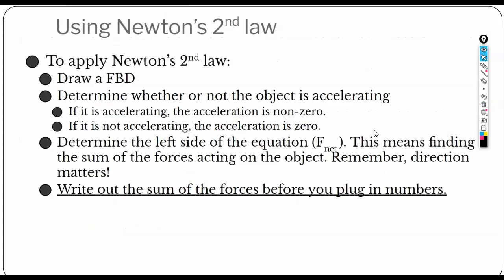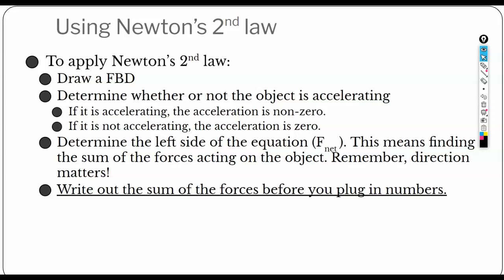Okay, so we are going to start off with some simple examples. Before we get into that, these are just some general guidelines that I would recommend that you follow when you're solving problems with Newton's second law. I would always recommend you draw a free body diagram first. I would recommend that you determine whether or not the object is accelerating based off of the context clues given.